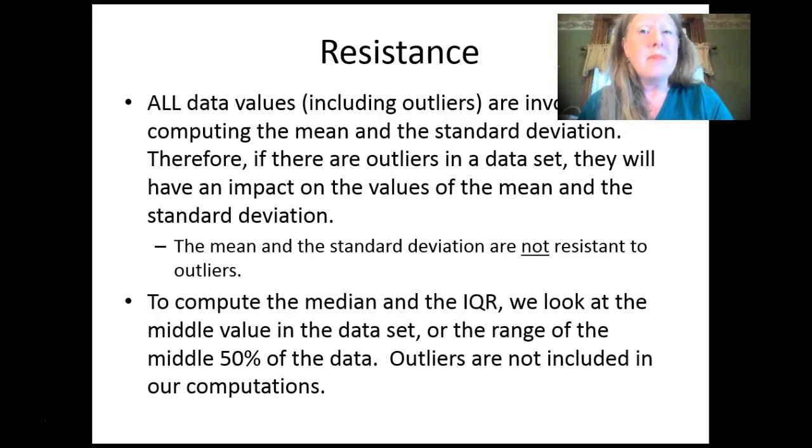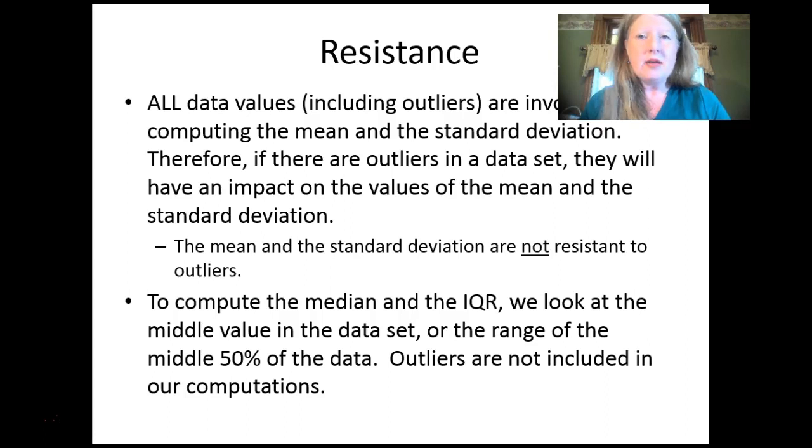So because of that, the mean and the standard deviation are not resistant to outliers. Outliers have an impact on them. Now consider the median and the IQR. To find the median, you just go to what's in the middle of the distribution. To find the IQR, you're looking at the range of the middle 50% of your data.